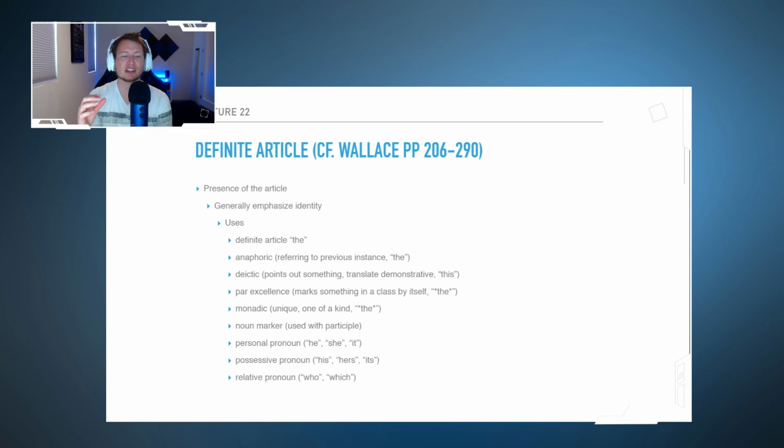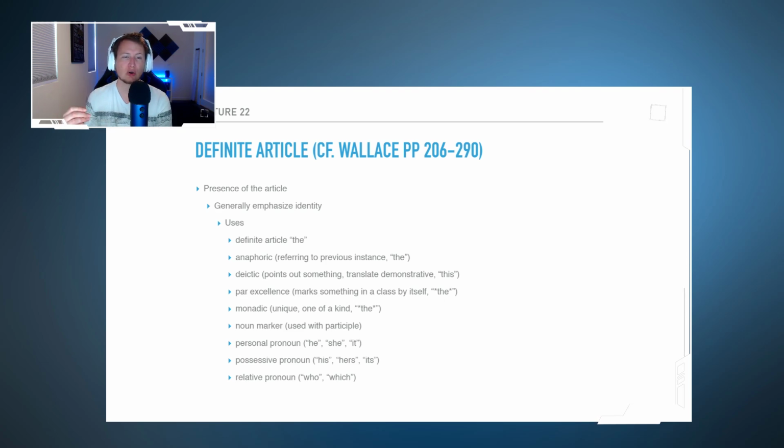It could be par excellence, where it marks something in a class by itself. The. That emphatic "the," not "the." It could be monadic. It's like par excellence, except that it's the only one of its kind. It's unique. It's one of a kind. The. It could be a noun marker where it's used with a participle, but you don't translate it. It could be a personal pronoun where you actually translate it he, she, or it. It could be a possessive pronoun, his, hers, its. Or it could be a relative pronoun, who or which.